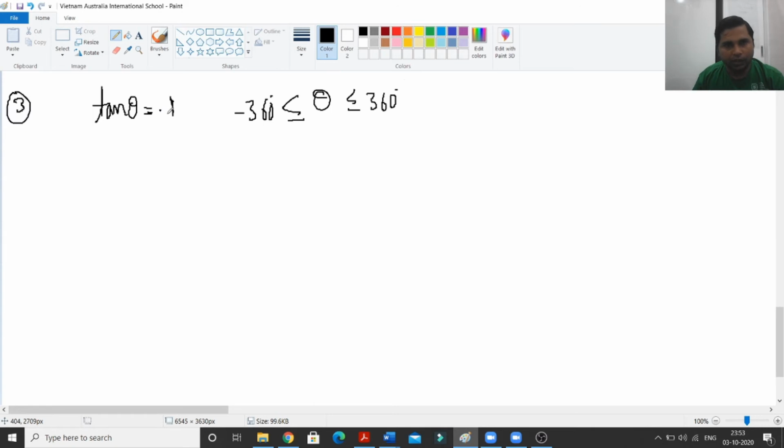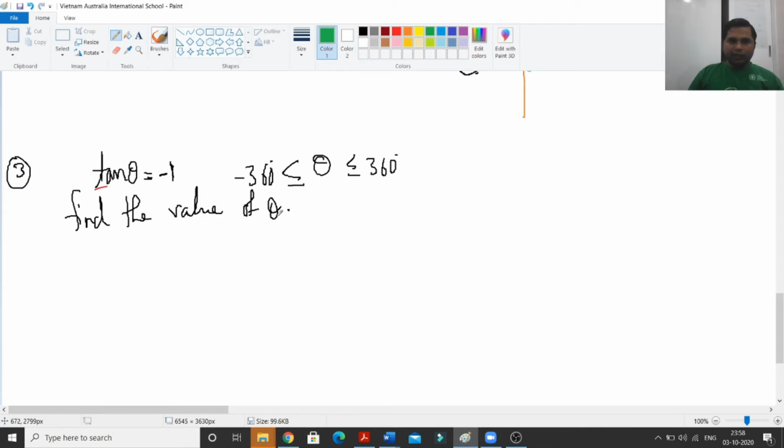Now let's solve a question of tan theta. Tan theta is minus 1, between minus 360 and 360. We have to find the value of theta. We'll try the unit circle method. In the unit circle, we know that tan theta is equal to y over x, right? So tan theta equals minus 1 means y over x equals minus 1.